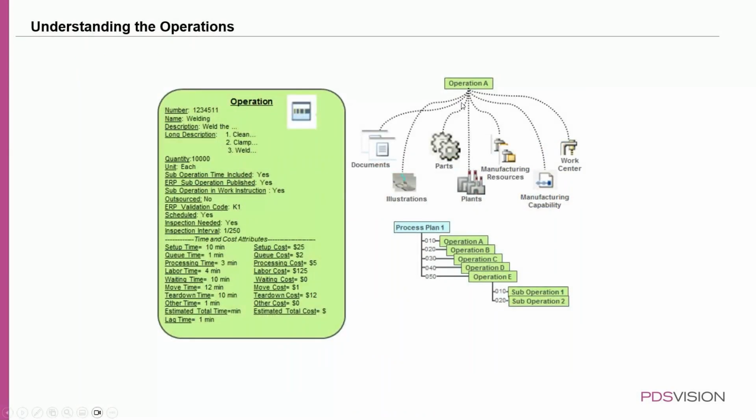All right, now as we move forward from the mBOM into looking at the process plans, there are a few things that are very important. One of them is the actual operation. What are we trying to do? So, for example, operation A, and inside of there, we have documents that can be associated with it. We have illustrations, parts, the plant, the manufacturing resource, manufacturing capability, as well as the work center it is going to be done on.